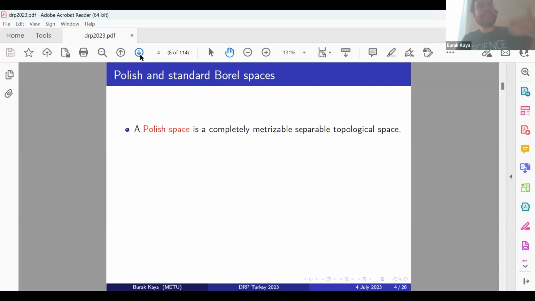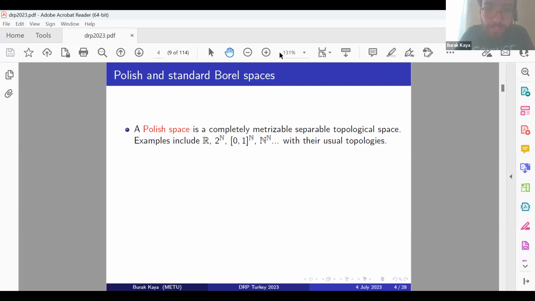But I'm not saying it's a complete metric space, because I don't care about the metric. I care about the fact that it's completely metrizable. There is some complete metric giving the topology, okay? And it should be a separable space. So the examples include the usual real numbers and the Cantor space, 2 to the power n.